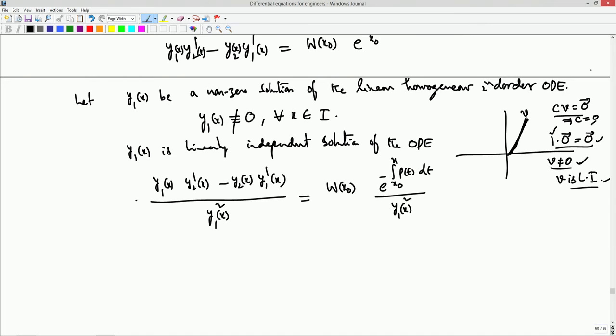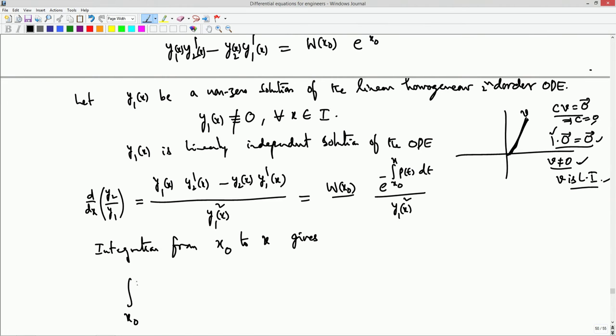Now this is in an exact form. So, the left hand side I can write as the derivative of y2 by y1, right. So, this is exactly equal to this. Right hand side as it is. Right hand side you see this is a constant and this is a function of x and this p is given. So, the whole thing is a function of x. Okay. So, I can now simply integrate from x naught to x. Integration from x naught to x gives, what do you get? So, x naught to x d/dx of y2 by y1. Okay. This is a function of x. So, you are doing it with respect to x.